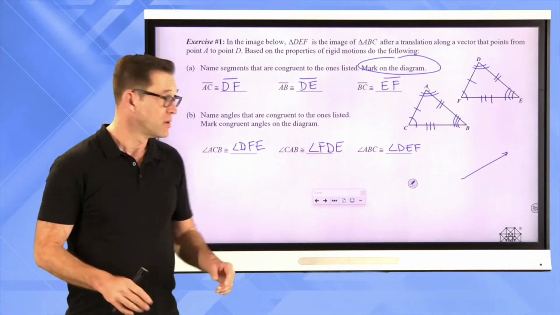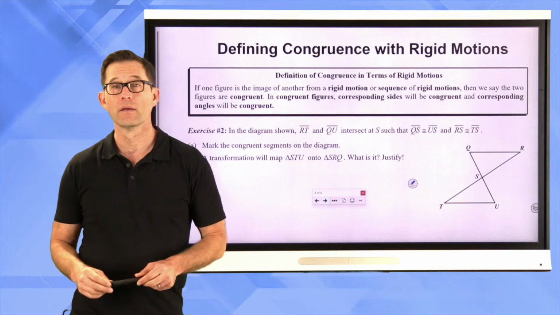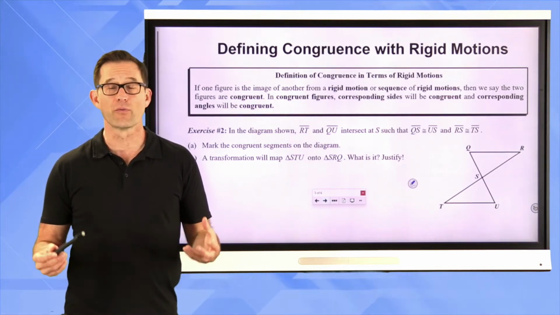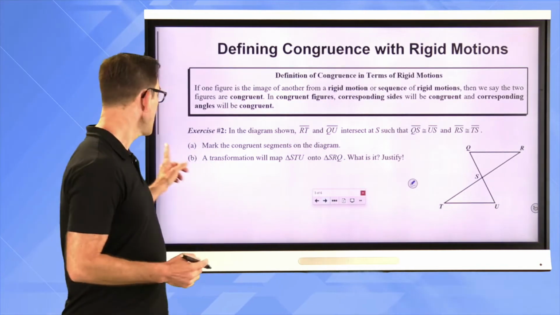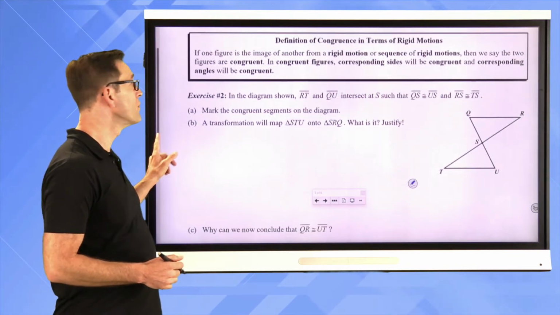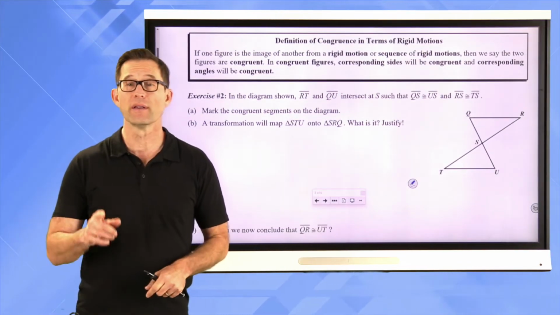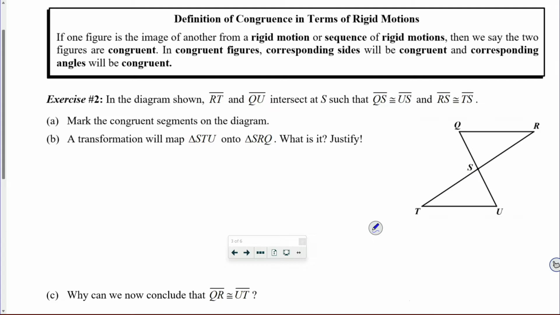All right, so let's keep going. Defining congruence with rigid motions. All right, so now we're going to actually define what it means for 2 figures to be congruent. Let's take a look. The definition of congruence in terms of rigid motions. If one figure is the image of another from a rigid motion or sequence of rigid motions, then we say the 2 figures are congruent. In congruent figures, corresponding sides will be congruent and corresponding angles will be congruent.